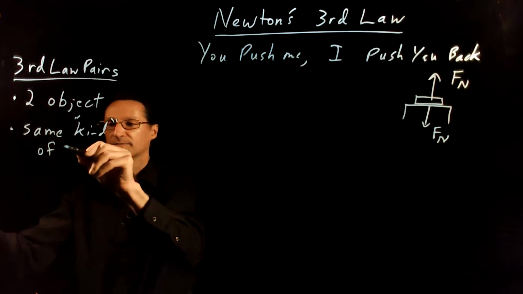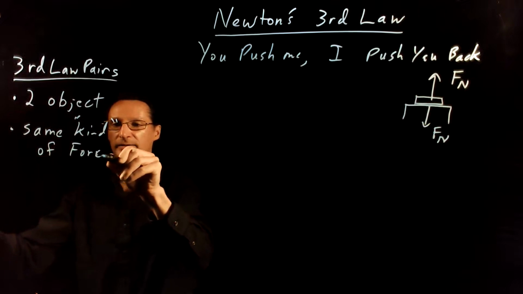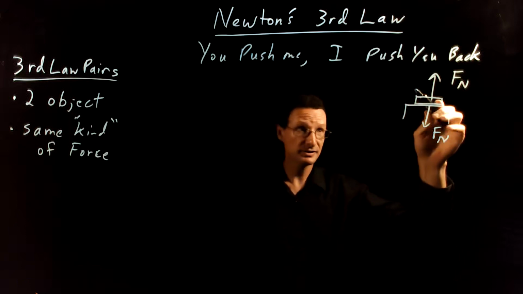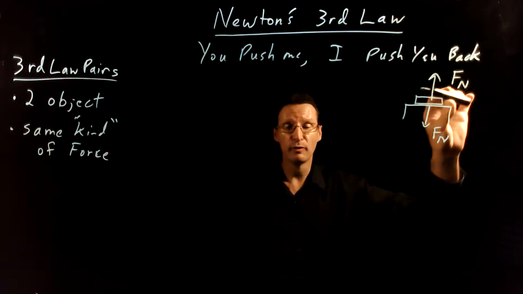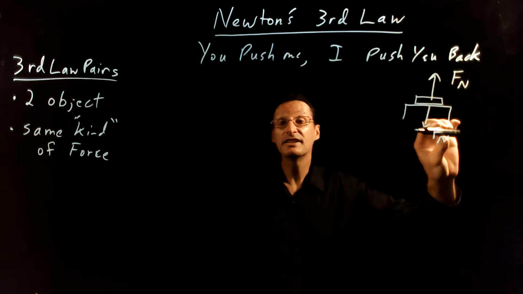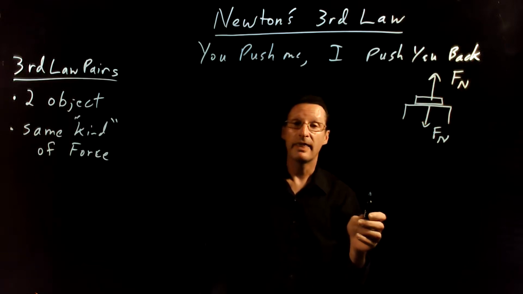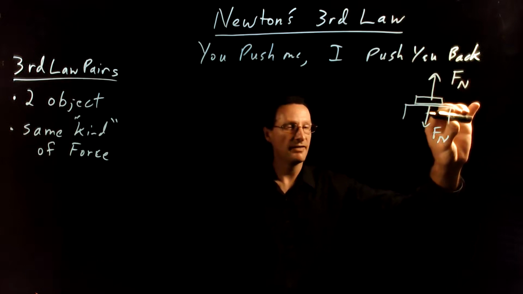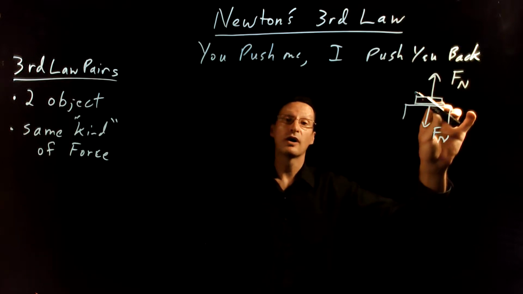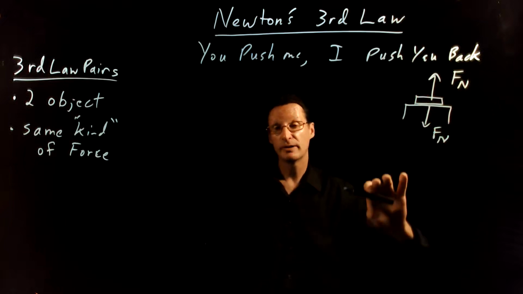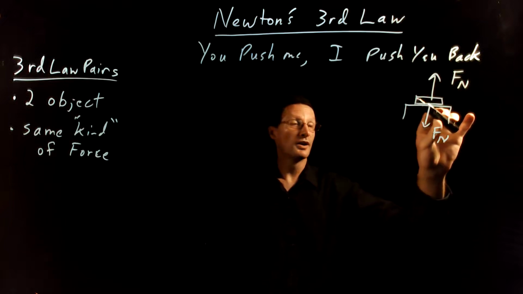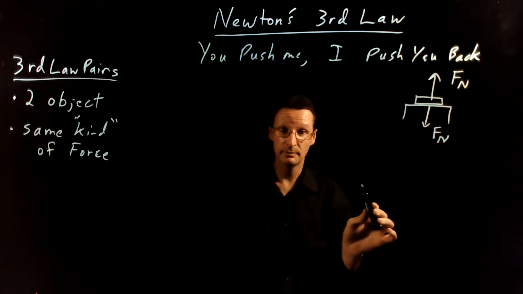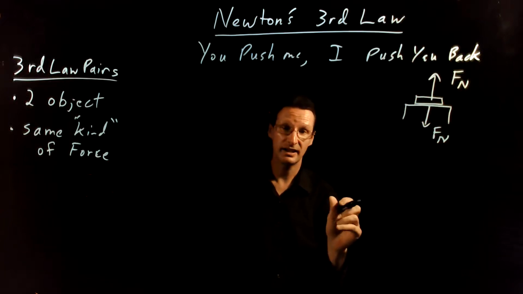Okay, and what do I mean by that? That means that you're not going to find action-reaction pairs be, let's say, the normal force on the book and then the gravitational force on the table. Those are two different kinds of forces. It's always going to be the normal force on the book and the normal force on the table, or gravity on the book and then gravity on the earth, or friction on the book and then friction on the table. Okay, that's what I mean by same kind of force.